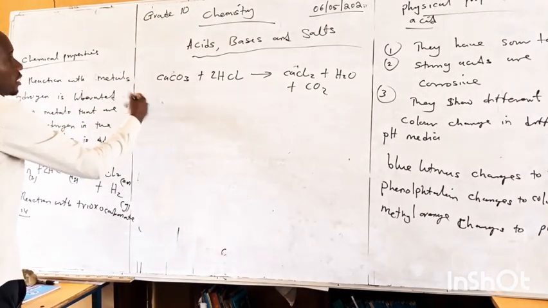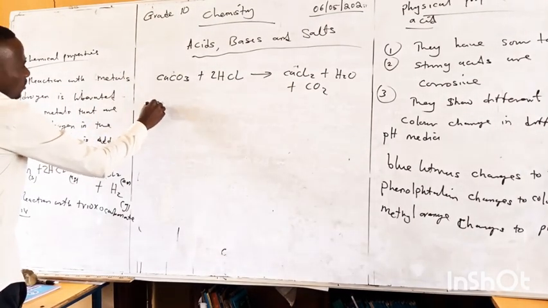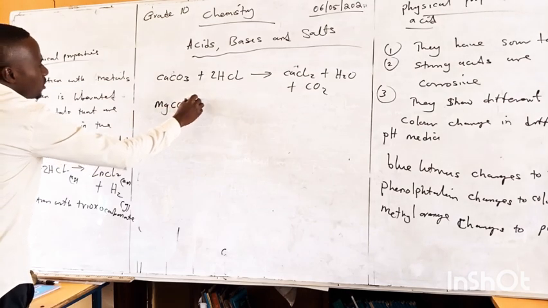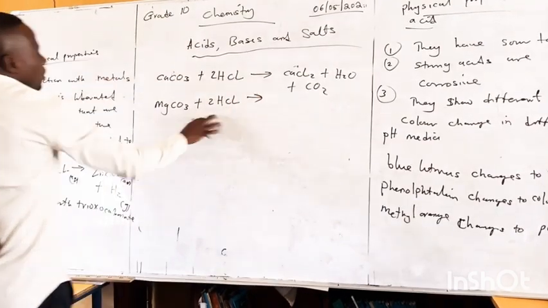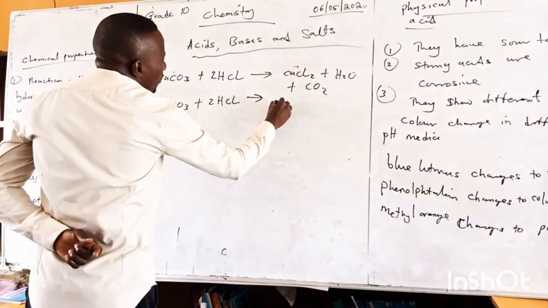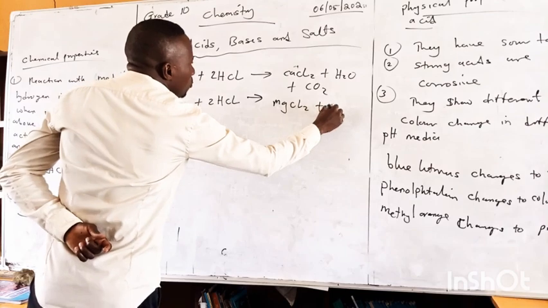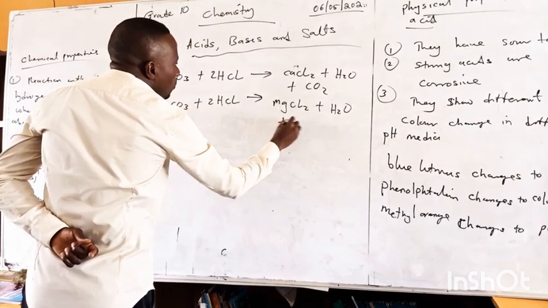You can also take this reaction, you can add magnesium carbonate. It will also give us the same effervescence. When you add magnesium carbonate to acid, this will also react to give us magnesium chloride plus H2O plus CO2.